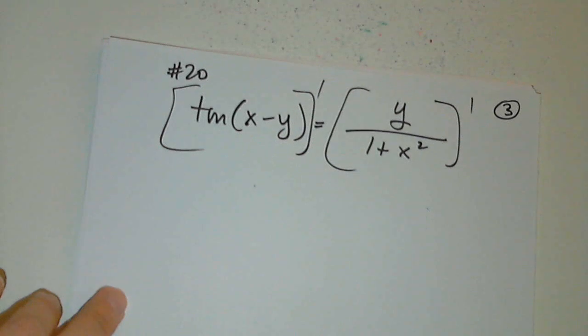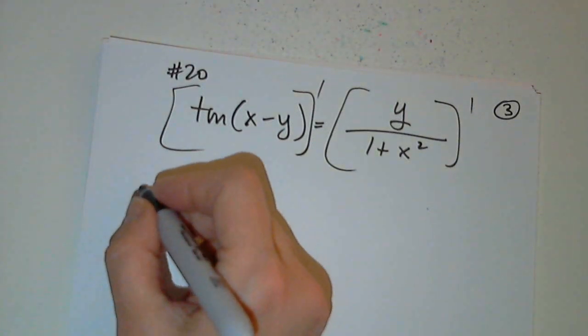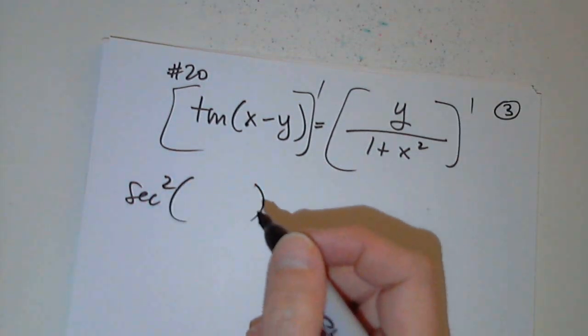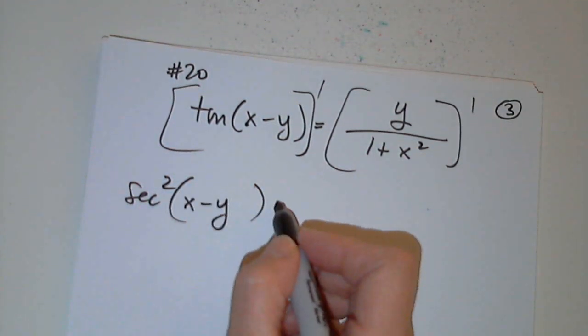Good. The left-hand side, can anyone differentiate the left-hand side, please? Secant squared. Yes. Times x minus y prime, which is 1 minus y prime. Very good.